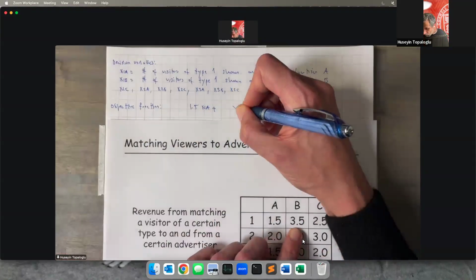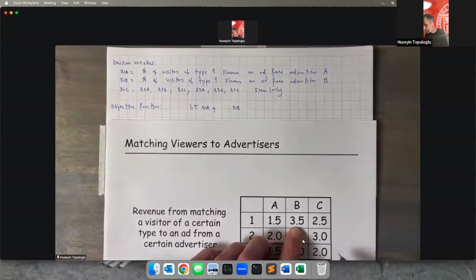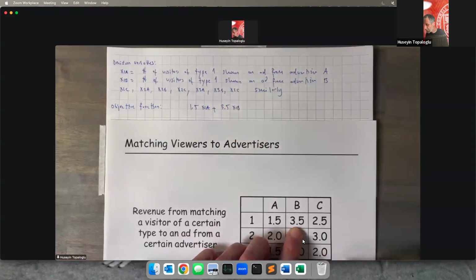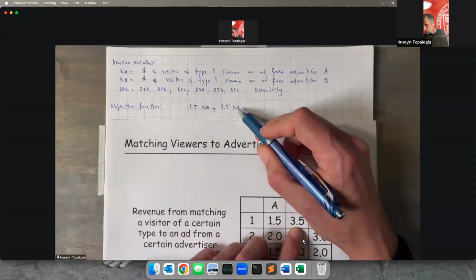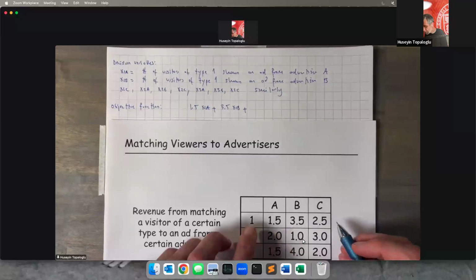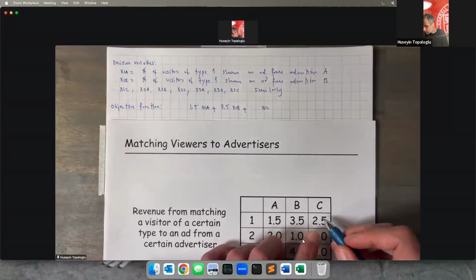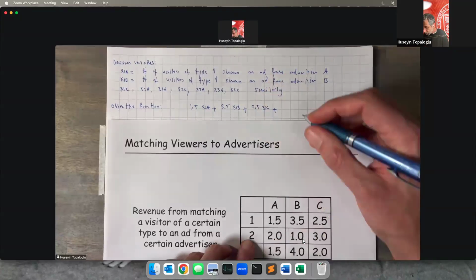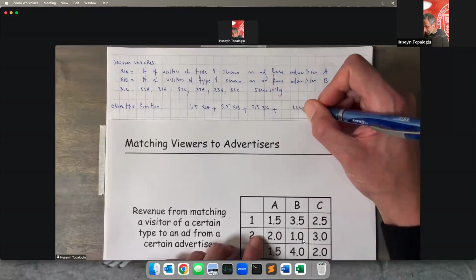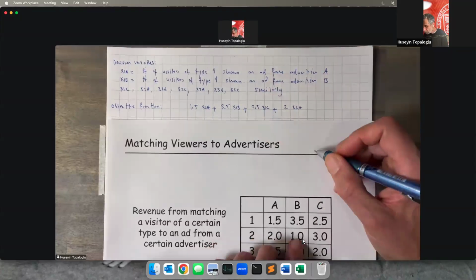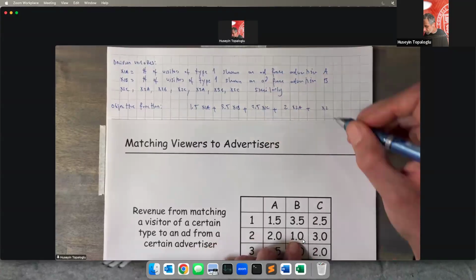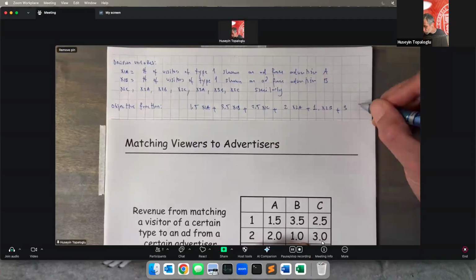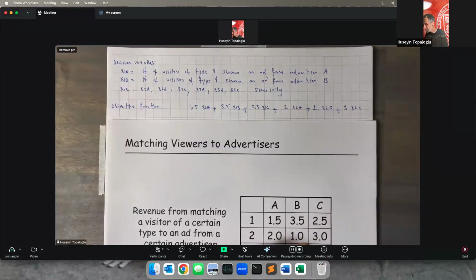And likewise, we have x1b visitors of type 1 seeing an ad from advertiser B, and each one of these shows is going to give us 3.5 cents. That's revenue that we collect by showing ads to visitors of type 1 from advertiser B. x1c, visitors of type 1 seeing an ad from advertiser C. Each one of these is making us 2.5 cents. Visitors of type 2 seeing an ad from advertiser A, each one of them is giving us 2 cents. Visitors of type 2 seeing an ad from advertiser B, each one of them is bringing us 1 cent. And 3 cents for visitors of type 2 seeing an ad from advertiser C.